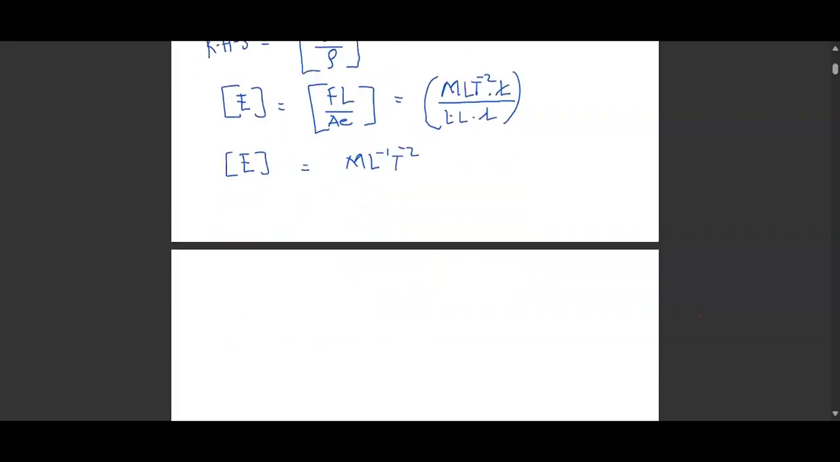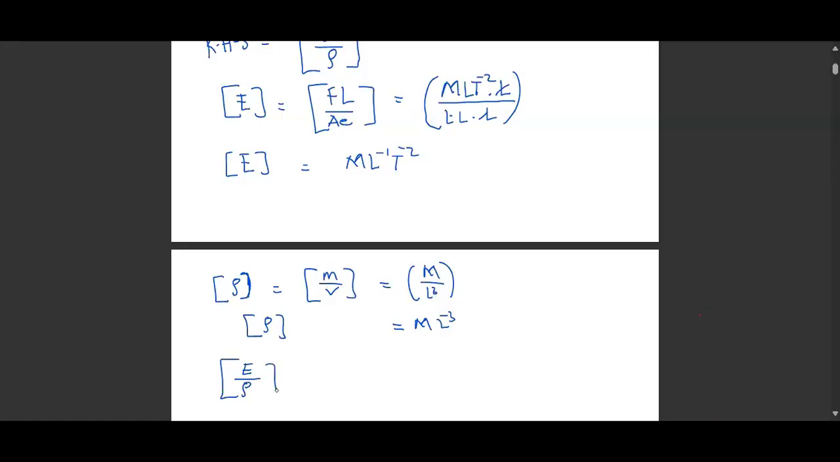Then we come to the dimensions of density, because it is E divided by rho. So the dimensions of density: density is given by mass divided by volume, whereby mass here is going to be capital M, and our volume is given by length times length times length, which will be L cubed. So we shall come up with our rho as M L power negative 3. Those are the dimensions of rho.